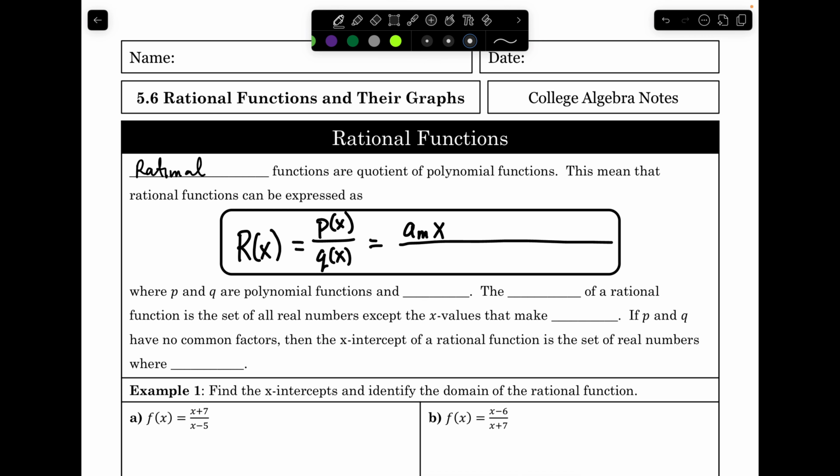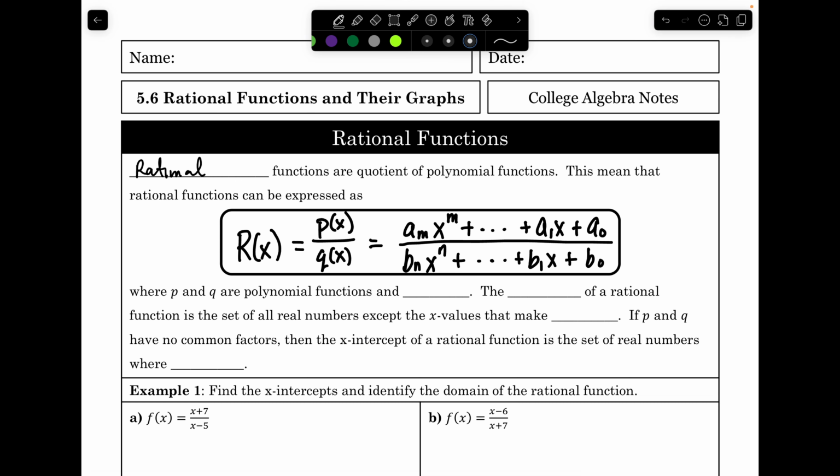a sub m times x to the m power, and we're going to add a bunch of terms until we get to our constant. And then in the denominator, I also have a polynomial in the same format. So it simply means that we have two polynomial functions that are being divided together.